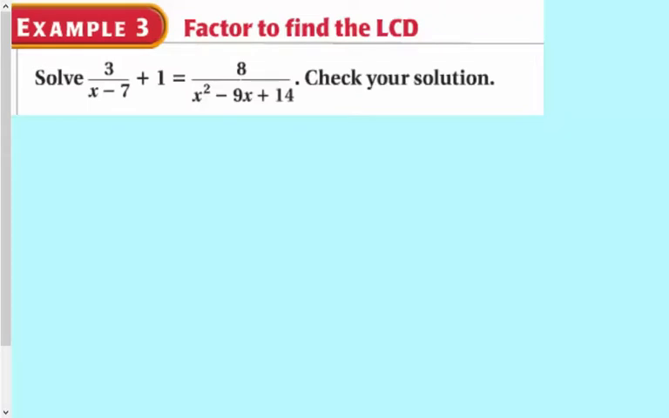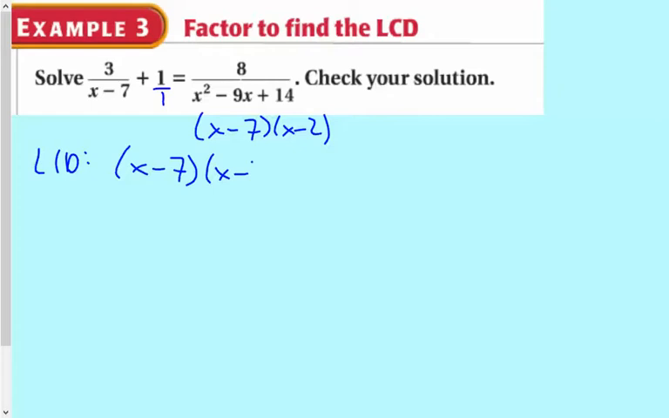Let's give another one a go here. I'm going to put this over 1 to make it into a fraction. Then I'm going to factor this into x minus 7, x minus 2, so I can find the LCD. The LCD is going to be, there's an x minus 7 in common, so I'm going to write that down once. I have a 1, but that's irrelevant, and then I have an x minus 2, so that's going to be my LCD there.